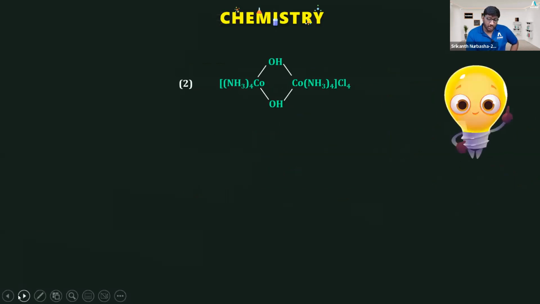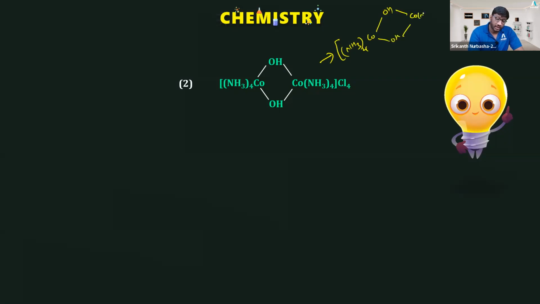You try to name it, students. [(NH3)4Co(OH)2Co(NH3)4]Cl4. First, you have to know how the dissociation happens. The dissociation occurs like this: the [(NH3)4Co(OH)2Co(NH3)4] complex ion, which will be having +4 charge because we are having 4 chloride ions. Now name it.